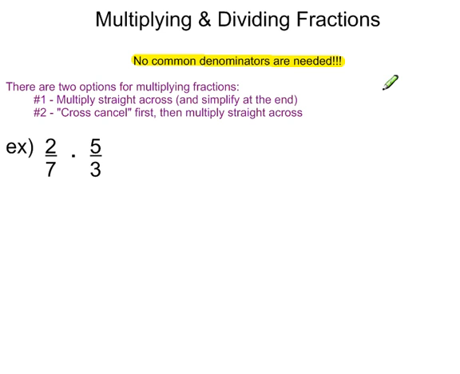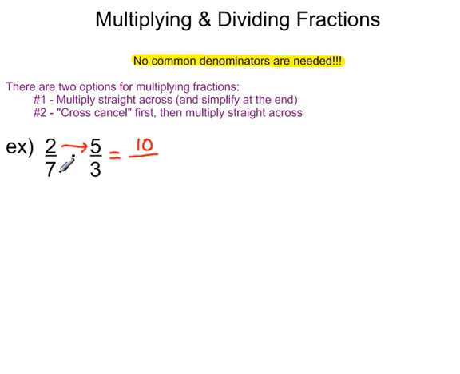When you're multiplying, you have two options to consider. We're going to do the first option with our first example, and that says that we're going to be multiplying straight across and then simplifying at the end if possible. By straight across multiplying, we're going to look at our numerators. We have 2 and 5. We're going to multiply those together. 2 times 5 is 10.